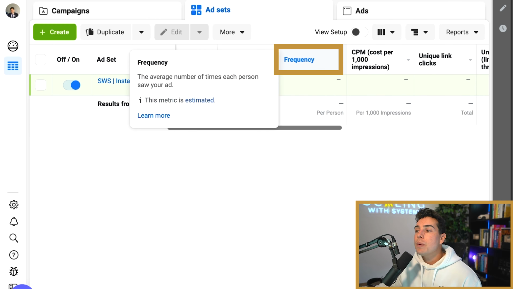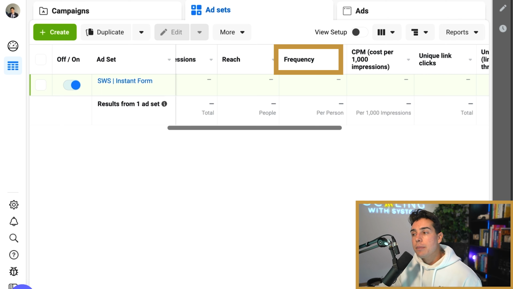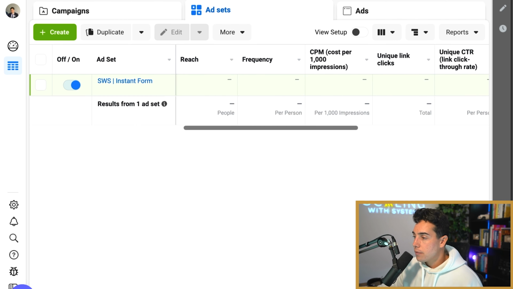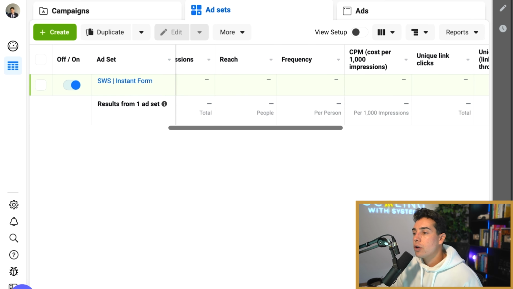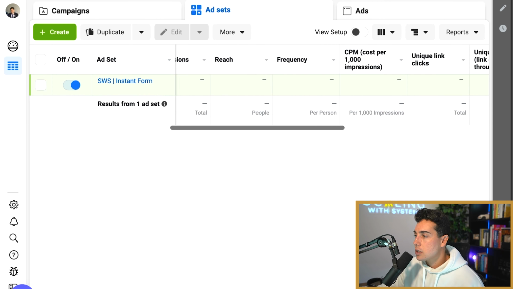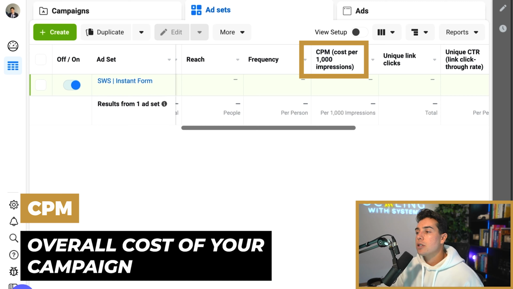So make sure you're keeping an eye on this frequency number, and anytime it gets above, I'd say 5, you should start to really consider adjusting the ad creative and creating a new campaign with a different ad creative. The next one's going to be cost per 1,000 impressions. So like I said before, you have the results first and then the cost next. So cost per 1,000 impressions is just a good way to indicate what the overall cost of your campaign is going to be.